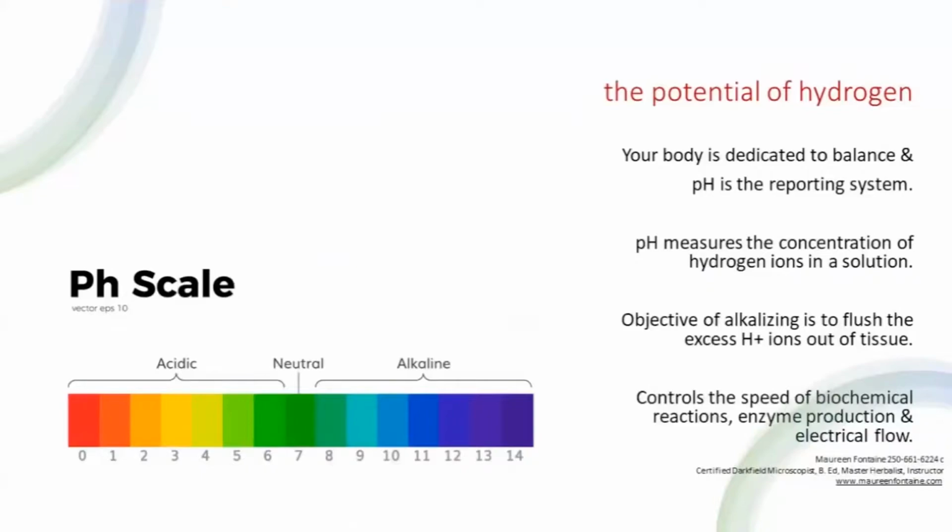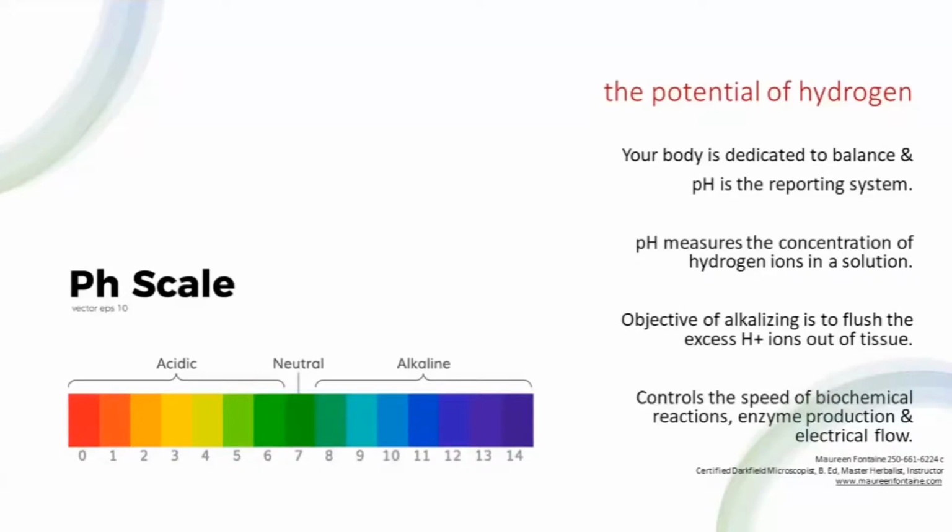So let's talk about the nitty-gritty of pH. pH stands for the potential of hydrogen. The body is dedicated to balance. When you take pH, it's the reporting system for how it's going in there. It officially measures the concentration of hydrogen ions in solution. So the objective of alkalizing is to flush the excess hydrogen ions out of the tissue.